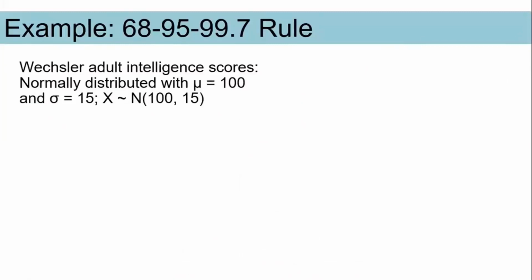Let's have the following example. The Wechsler Adult Intelligence Scores are normally distributed with a population mean of 100 and a population standard deviation of 15. We have this notation. This notation actually indicates that you have a normal distribution with 100 as the mean and 15 as the standard deviation. This is in fact a notation.